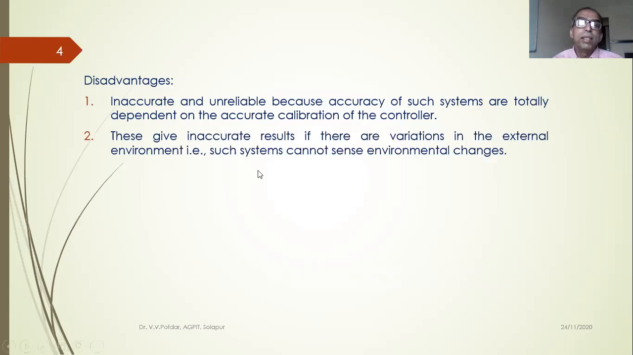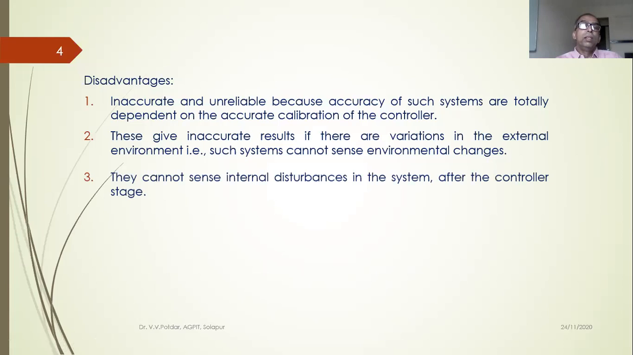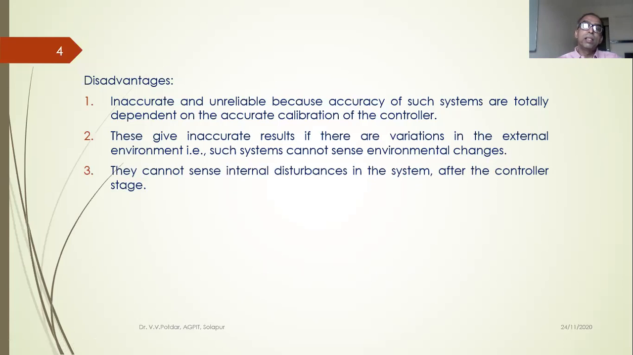Another disadvantage is that these give inaccurate results if there are variations in the external environment. Okay. There are environmental changes, but because there is no feedback, an open loop system cannot change the system parameters on its own. Such systems cannot sense environmental changes. This is the major drawback of open loop control systems. Third disadvantage, they cannot sense internal disturbances in the system after the controller stage.